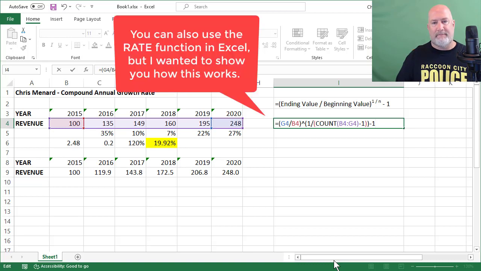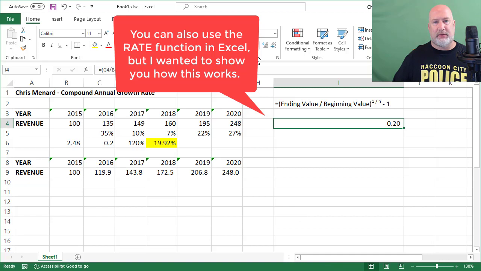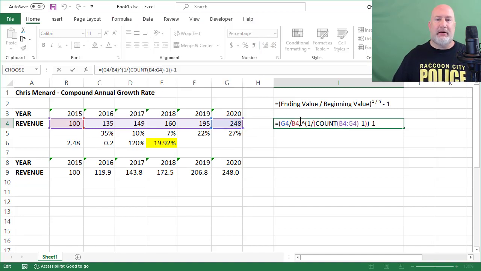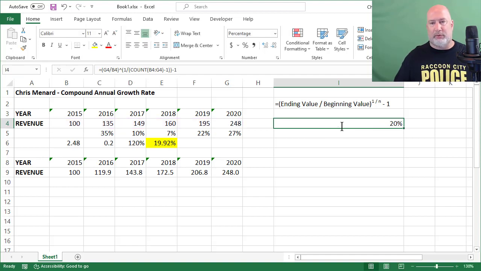All is 1. 20%. Let's see if it works. Yep, 19.992. In case you're wondering, why would I use the count function and just not type the number 5? I may come in here and tweak that function, so if I add years later, it's still correct. So I did a count, which gave me the number 6 minus 1, plus my numbers match up. Since I did G4 divided by B4, the 248 and the 100, it just makes it easier for me when I'm looking at it to say, okay, I picked it all up and I subtracted 1.